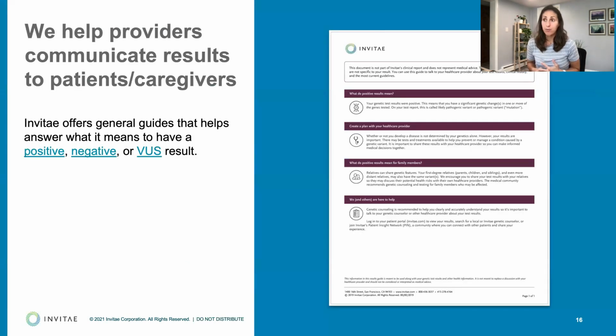A lot of labs will also provide patient guides to understanding the report. So I know our laboratory has them for positive, negative, and VUS results, where it'll explain, what does this mean? How do I create a plan with my health provider? What does this mean for family members? And these are valuable tools that you can often find in different laboratories' websites, and your provider can also help you find material that can help you understand the report as well.